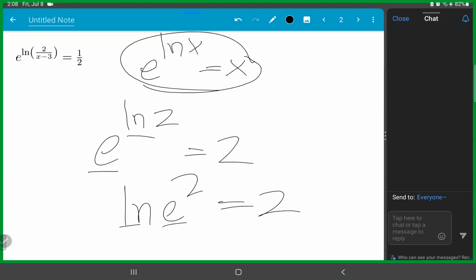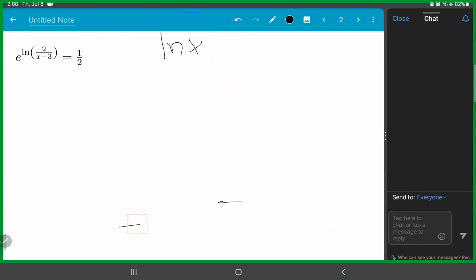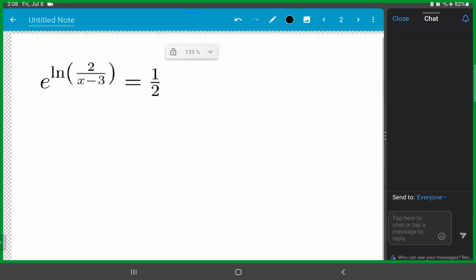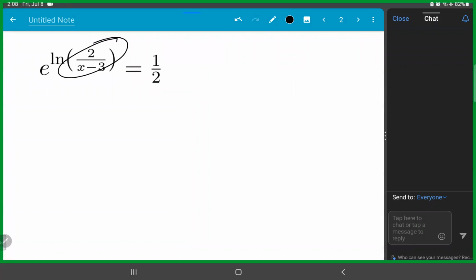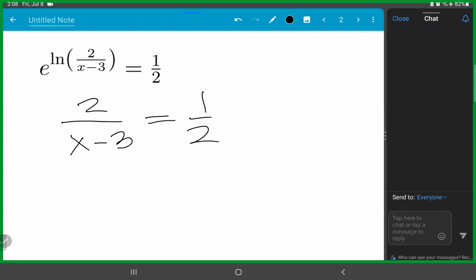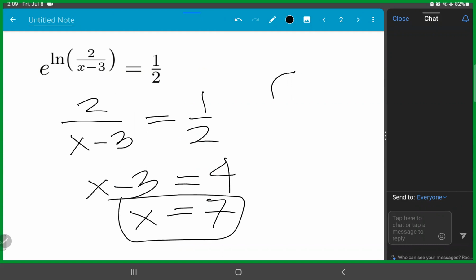So again, we just go back to the input number, so that the left-hand side is just 2 over x minus 3. And then this is just your usual algebraic equation, which can be solved by cross multiplication, right? So x minus 3 times 1 equals 4. x equals 7. Any question?